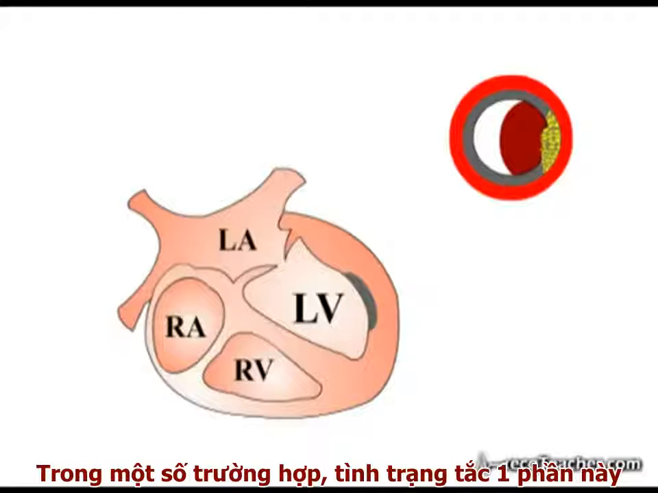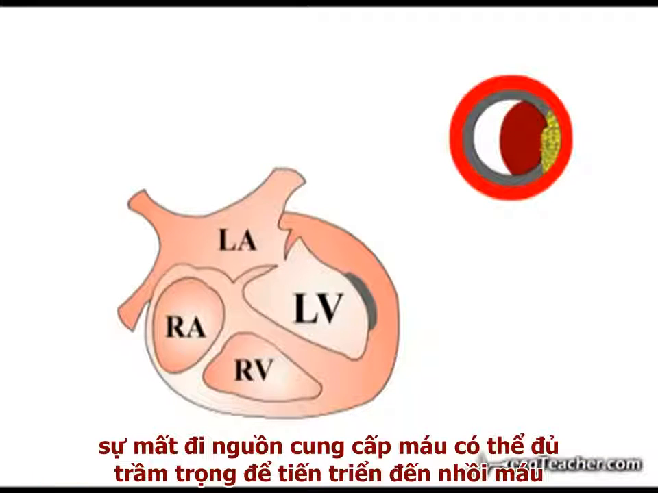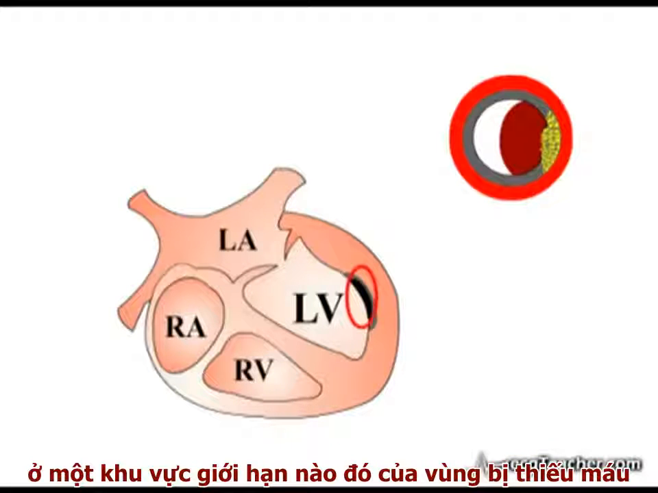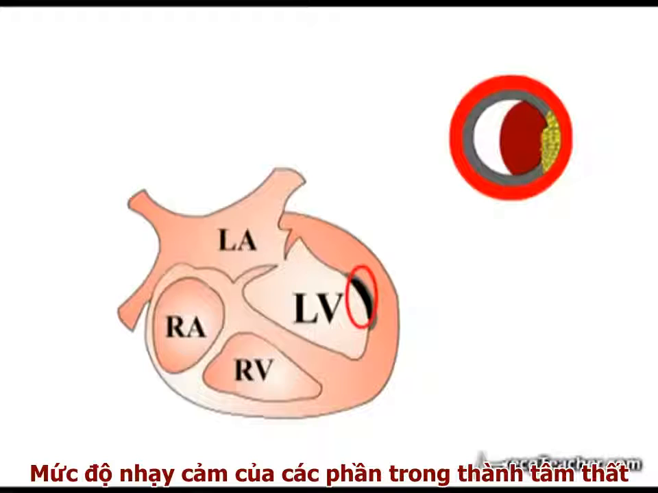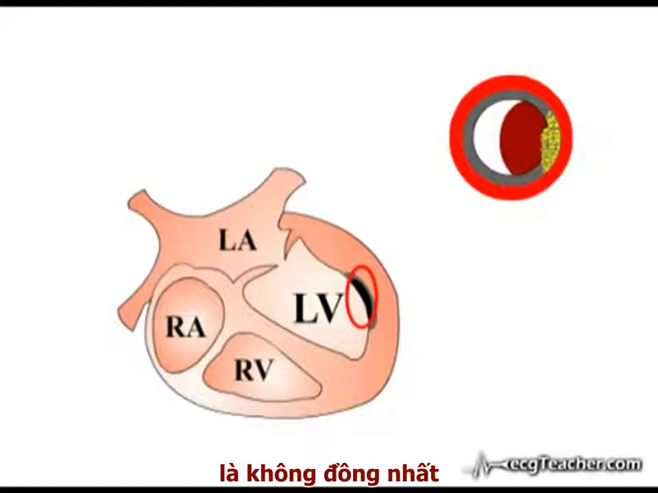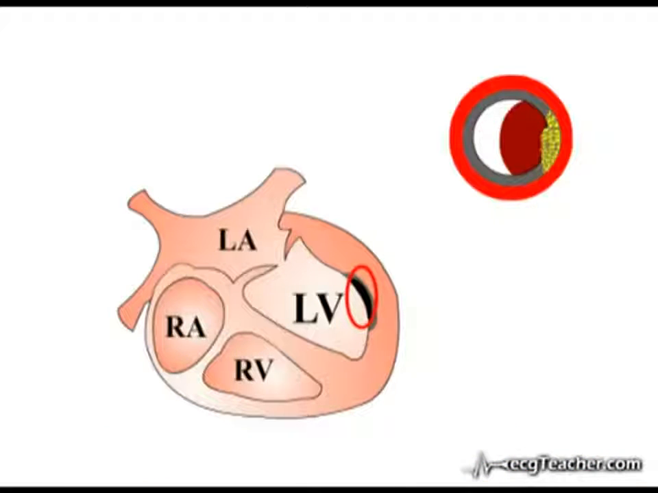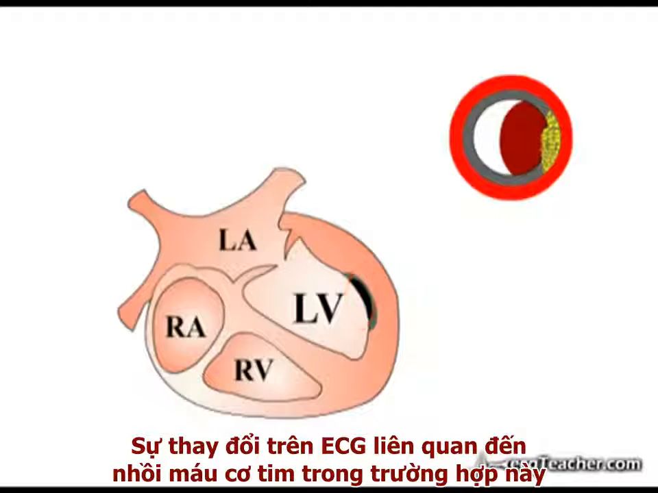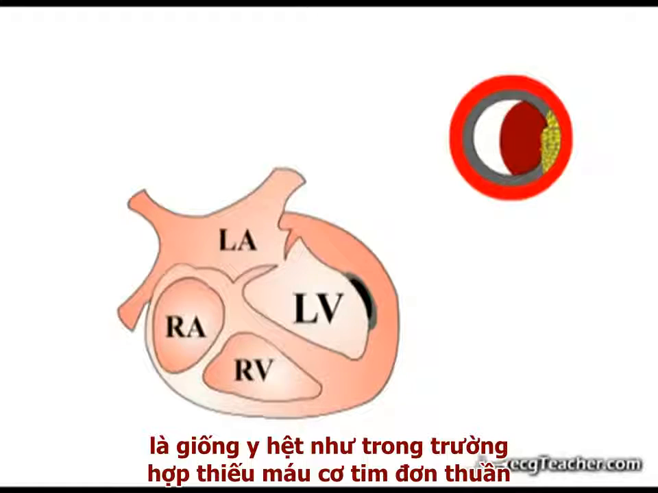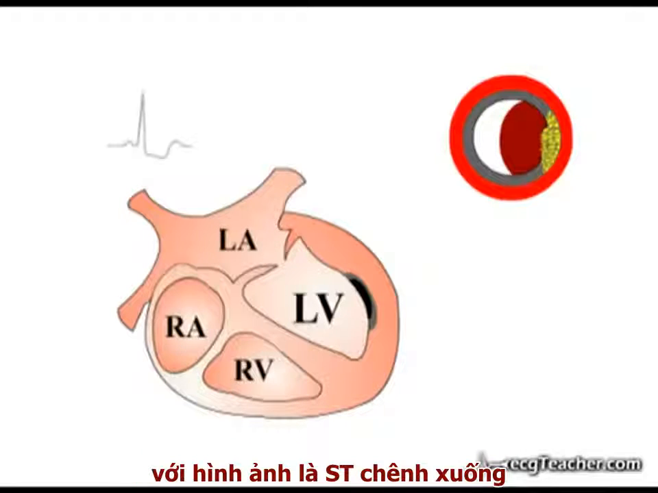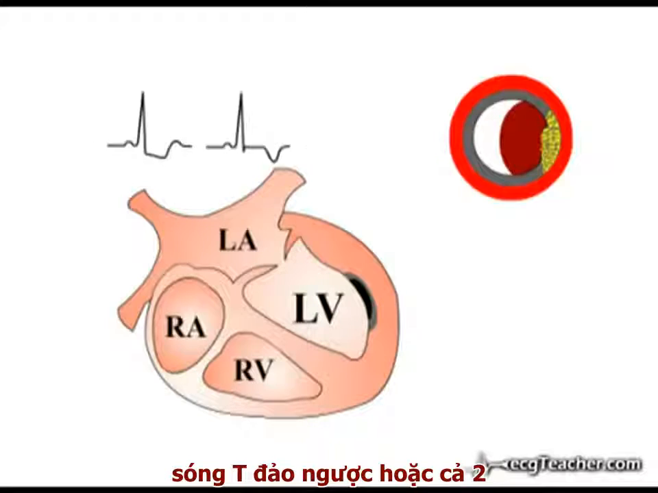In some cases of partial obstruction, however, the loss of blood supply may be sufficient to progress to infarction in a limited region of the ischemic area. The susceptibility of the ventricular wall to this type of partial thickness infarction is not uniform. Again, the subendocardial region seems to be the most precarious in terms of blood supply. The ECG changes associated with infarction in this situation are identical to those of pure ischemia, with depression of the ST segment, T-wave inversion, or both.